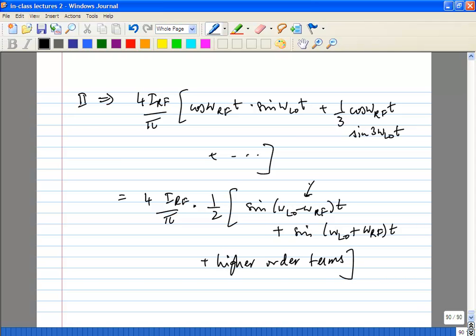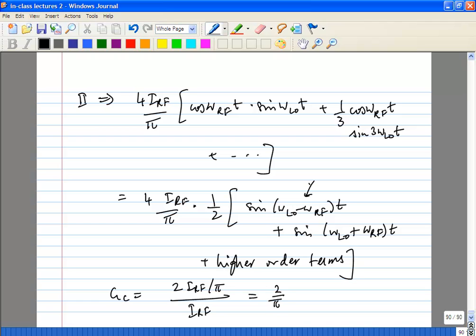Next, let's calculate the conversion gain of this guy. What is the conversion gain? It is 4 IRF over pi divided by 2, over the input signal amplitude, which was IRF. So the conversion gain of this guy is 2 over pi.